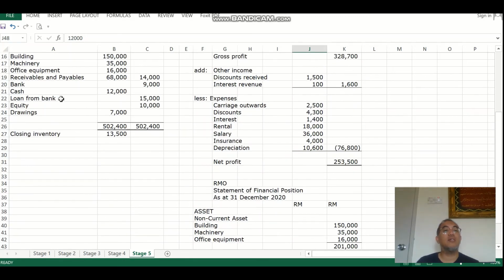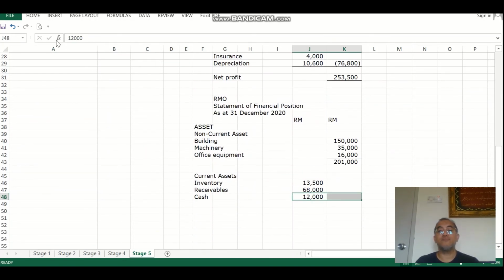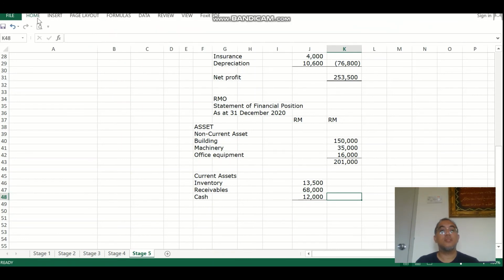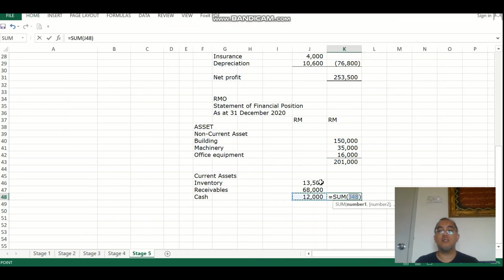Okay, so this is your list of current asset. We check back. Our current asset consists of receivables. Bank cannot because bank is at the credit side. This is a bank overdraft and it is a current liability. And cash 12,000. So I think that's all. So we total up our current asset. We have 93,500.